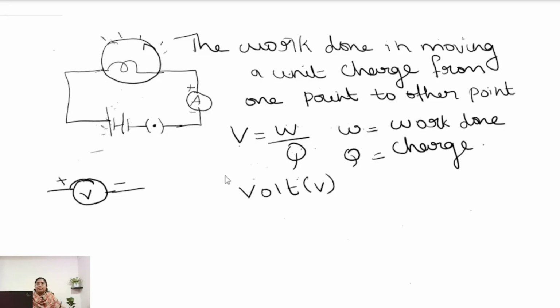So these are the terms related to voltage. Voltage is denoted by letter V. V is equal to W divided by Q, where W is the work done and Q is the charge. The SI unit of voltage is the volt, denoted by V, and the instrument used to measure voltage is a voltmeter. It is always connected in parallel in the circuit.